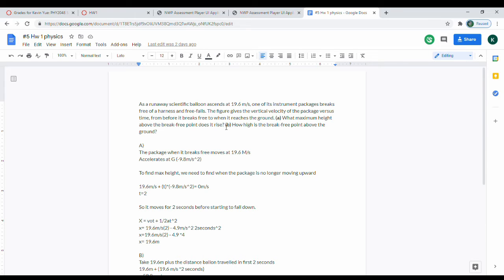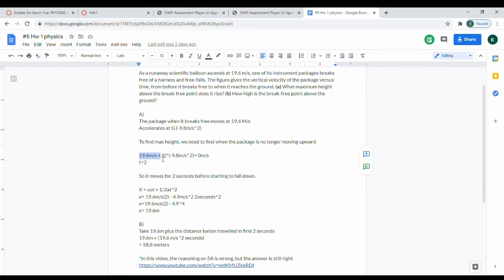They're basically asking you, once the package breaks off, how much higher does it go? So, we know that when it breaks free, it's moving at the same speed as the balloon at 19.6 meters per second. But now it's accelerating at g, which is negative 9.8 meters per second squared. And to find the maximum height of something, we need to find when it's no longer moving upward. When something reaches its maximum height, its speed has reached 0.